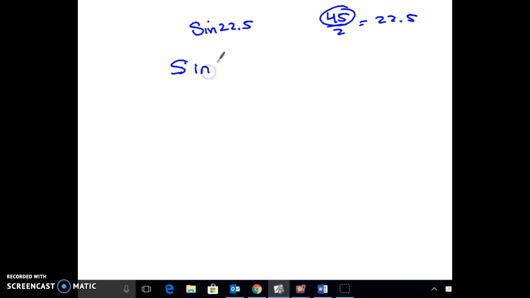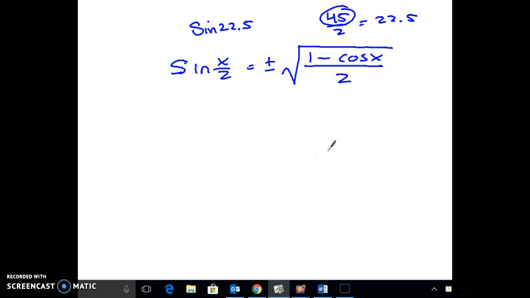So sine x over 2 is plus or minus the square root of 1 minus cosine x over 2. Okay? The plus or minus depends on what quadrant it's in. And so if I say it's in quadrant 3, we know the only thing in quadrant 3 that's positive is tangent. So I would put a negative out in front of it. That's all this part is.